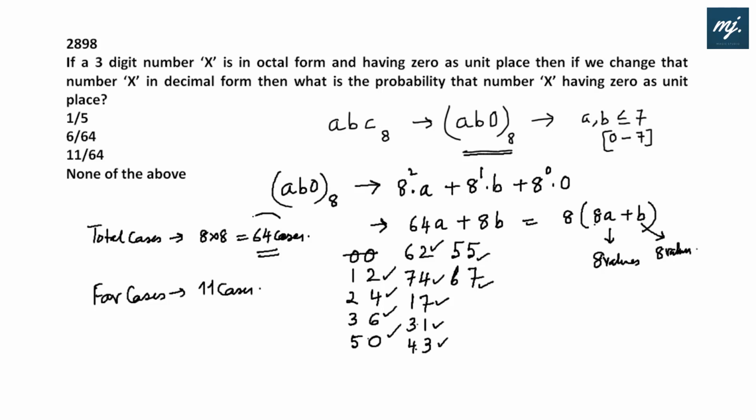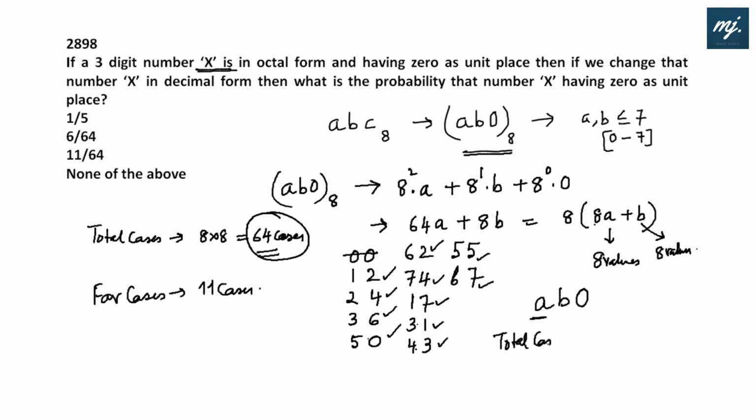But again, we don't have the entire 64 cases as total cases, because in these 64 cases 0, 0, 0 is also inclusive, which doesn't give us a 3-digit number x. Since x is a 3-digit number, it's quite obvious that A cannot be 0. So total cases are not 64. You need to understand that.